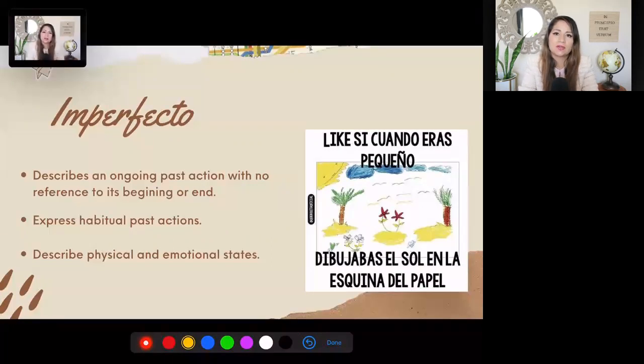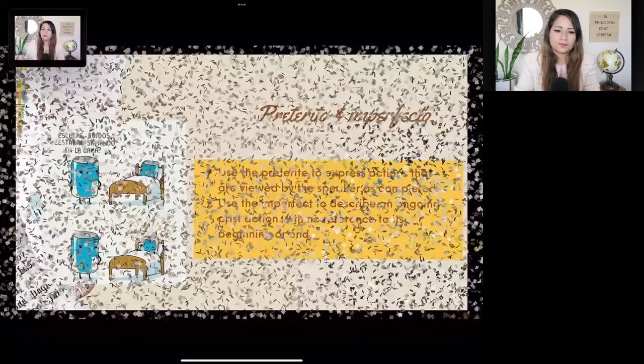So it can also describe how you're feeling, your mental states, and also the environment or the atmosphere. It's also what we use when we're setting the scene, when we're telling a story, and we're describing the weather, the environment. That's when we would use the imperfect, el imperfecto.